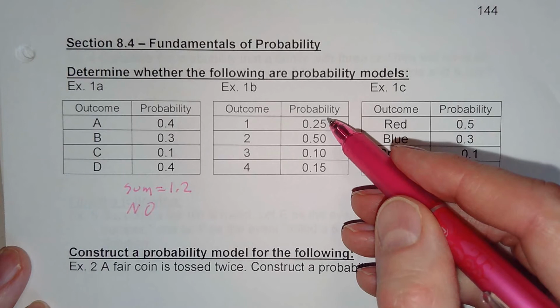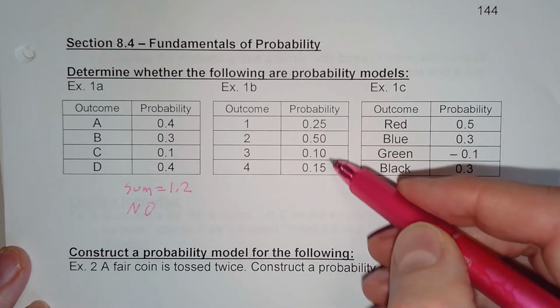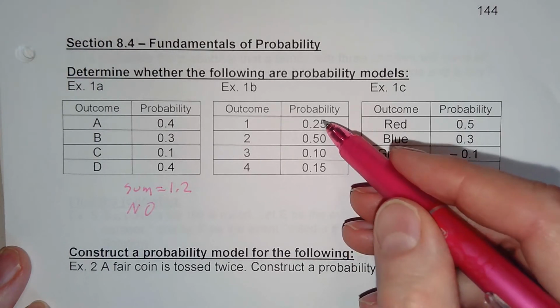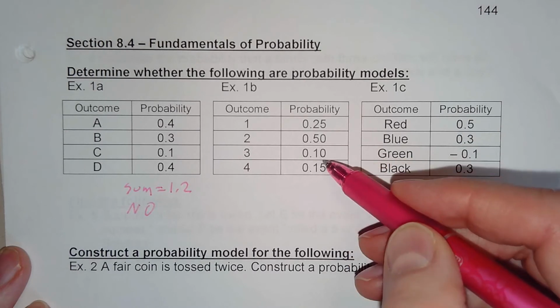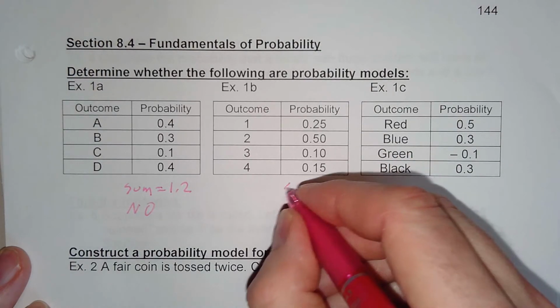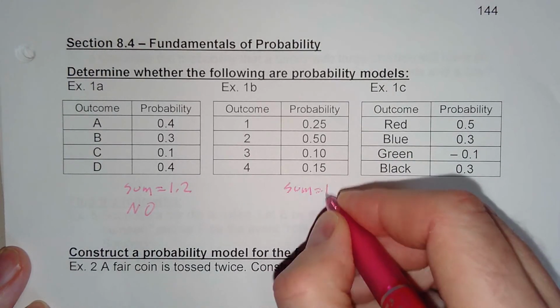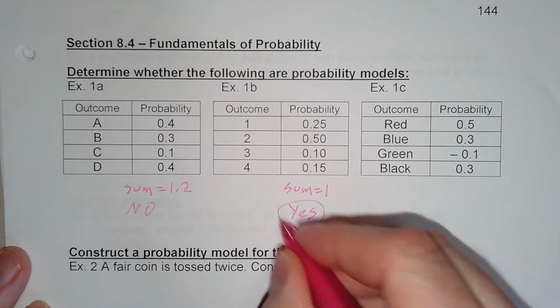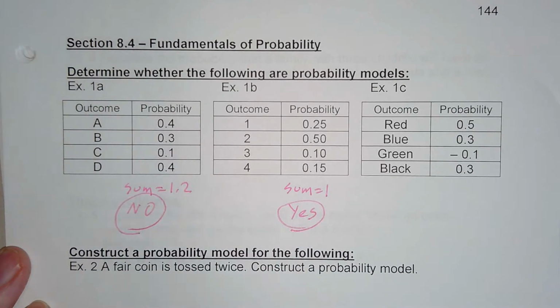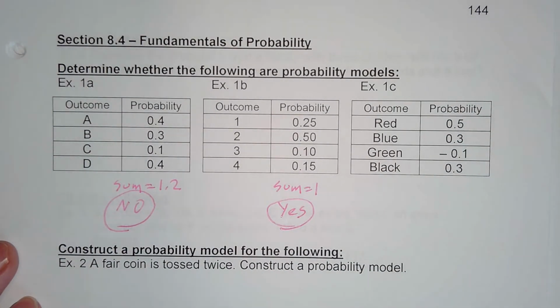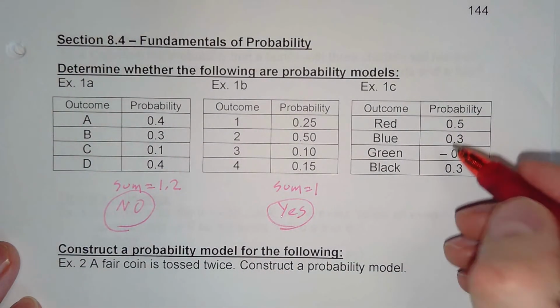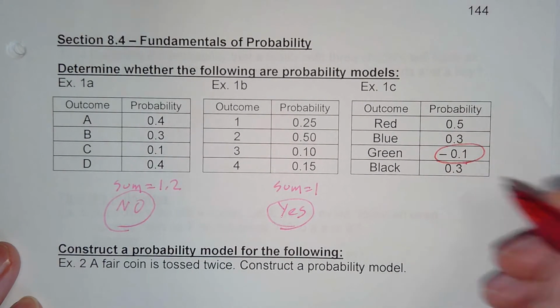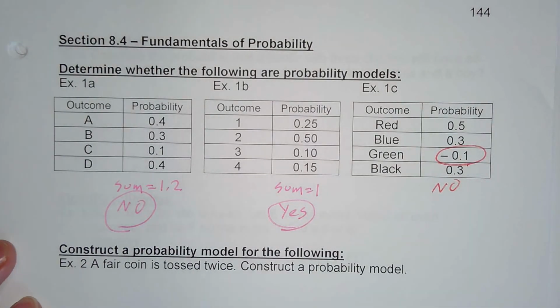So check out B. Each probability is greater than 0. And if I add them up, 0.75, 0.85, 1. Sum equals 1. So this would be yes. And this third one here is not a probability model because of that negative. It cannot be negative.